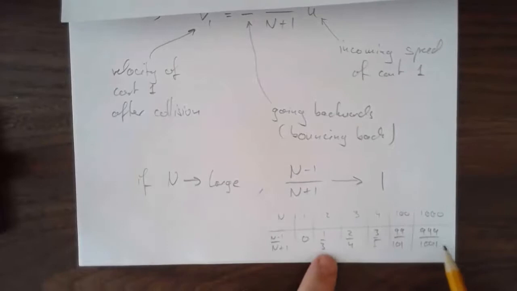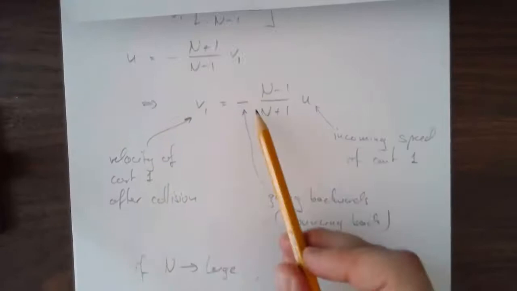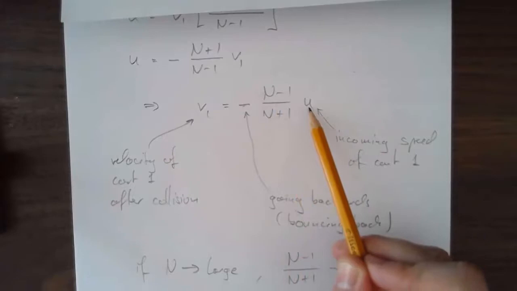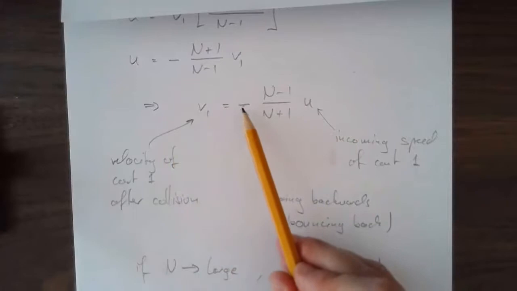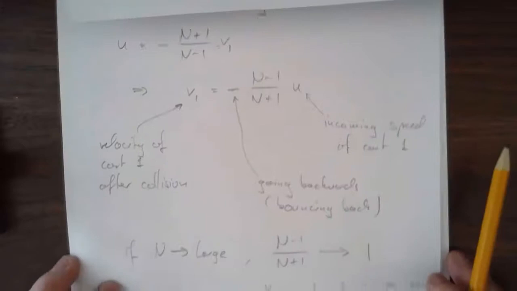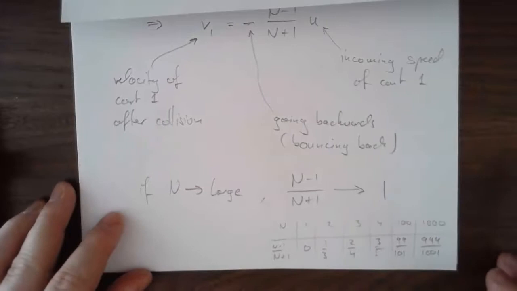So for large n, the bounce back speed is just minus 1, or very close to 1, times the incoming speed. But you bounce back, the velocity afterwards, right? It's minus because you're bouncing back, and then essentially 1 if n is sufficiently large. And that proves what you would have observed in the lab if you actually did that experiment.